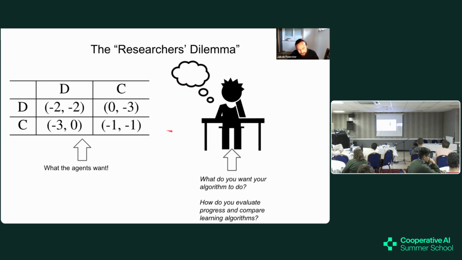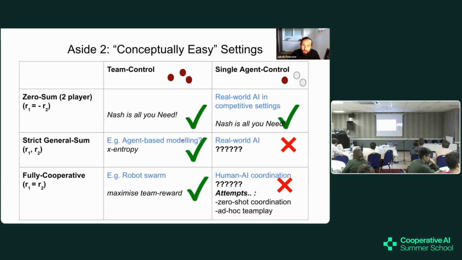So at this point, let's do another little aside on a small nomenclature of different machine learning problem settings, multi-agent problem settings we could be looking at. And I call these the conceptually easy problems that have a green tick. This doesn't mean they're technically easy, but they're easy in terms of specifying what we'd like to accomplish.